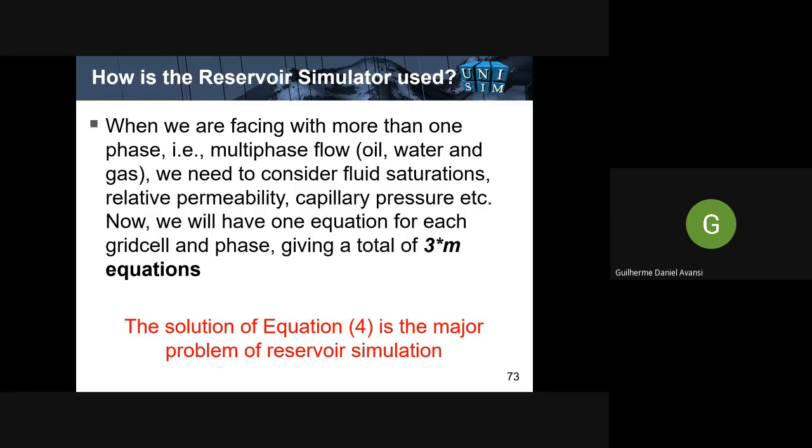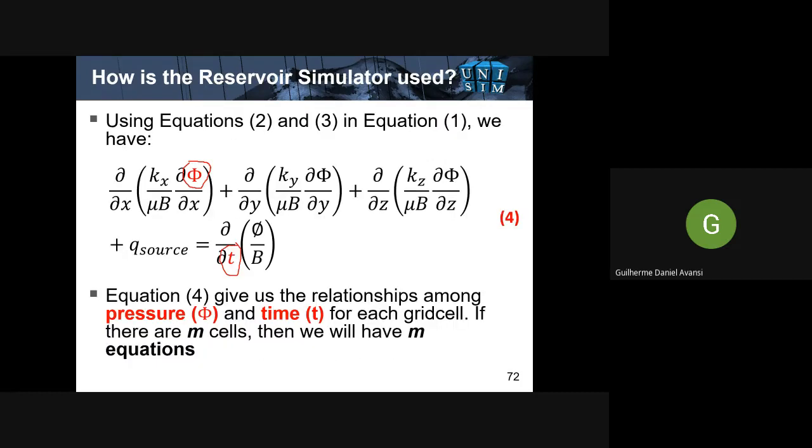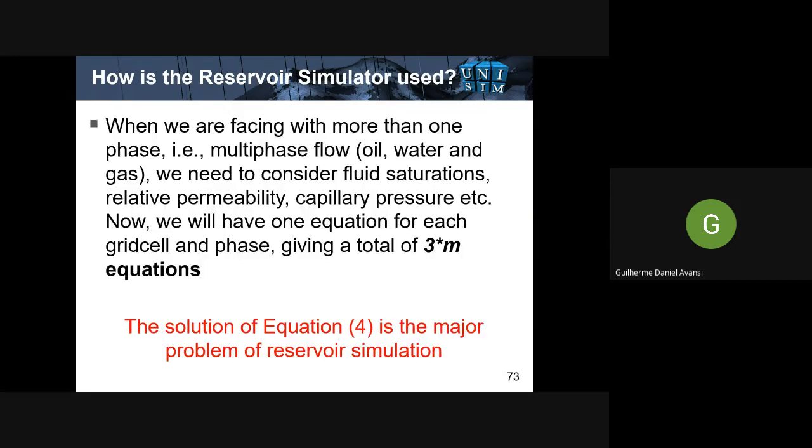The solution of equation 4 is the major problem of reservoir simulation. We have this general equation for each grid cell and for each fluid phase. This is the main problem when we are talking about a reservoir simulation model, because we need to consider fluid saturations, relative permeability, capillary pressure, and so on.